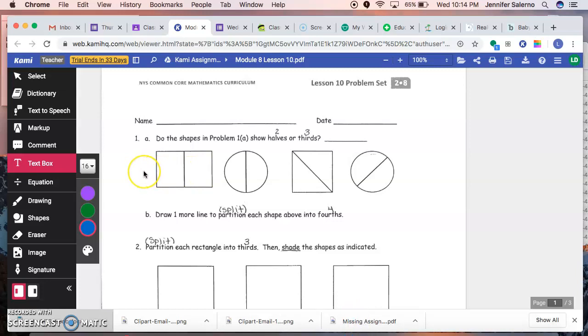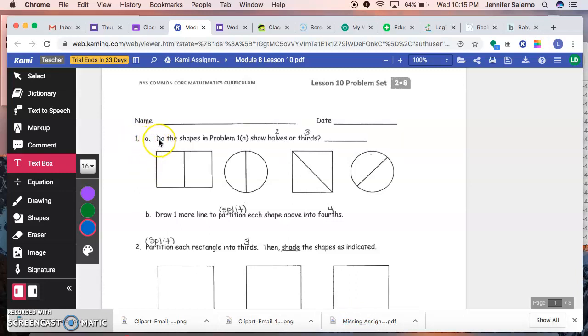So the main thing is it has to be equal. Then we need to make sure we're paying attention to what they're telling us to do in regards to the shading, how many parts we have to shade. So we definitely have to be reading the directions carefully today, making sure we're drawing equal parts, and taking our time. So let's look at number 1, part A.